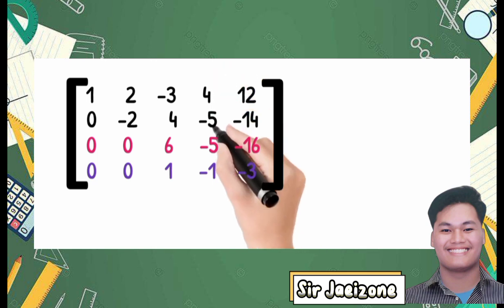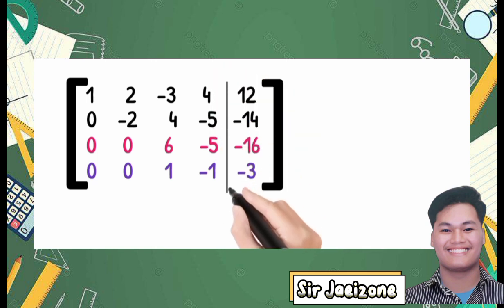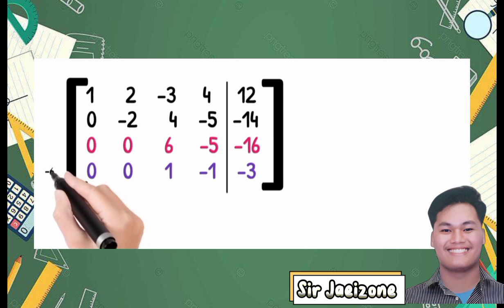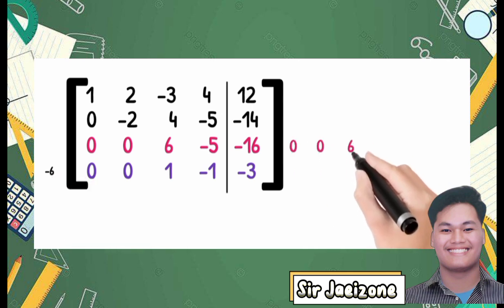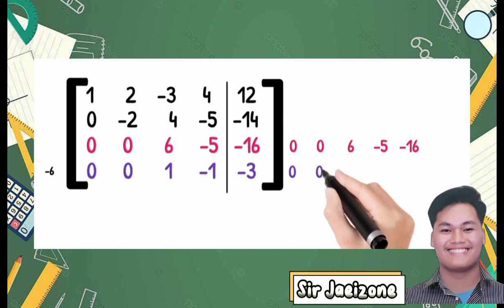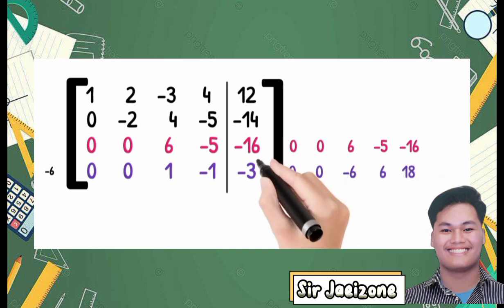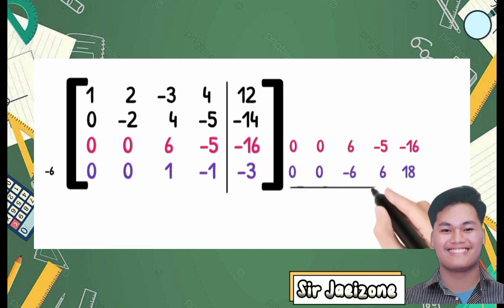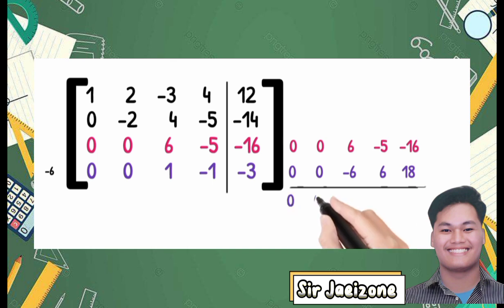Now we need to change the row 4 for it to be 0, 0, 0, 1. To do that, multiply the fourth row by negative 6 and add the product of row 3 to row 4, and the sum of the two rows will be the new row 4.